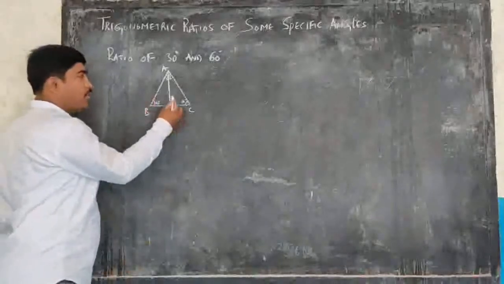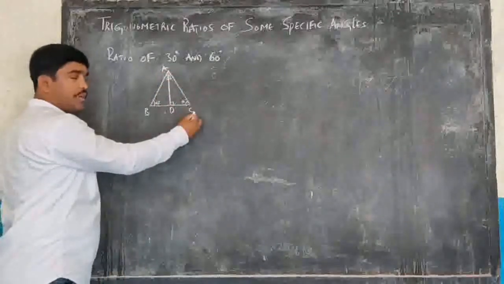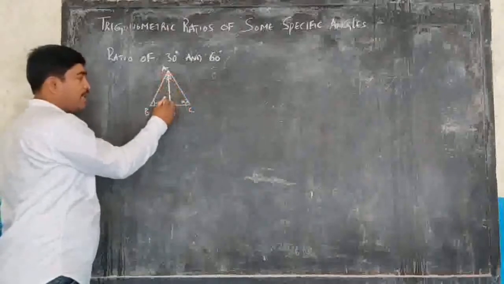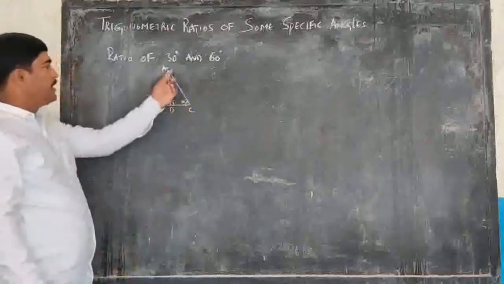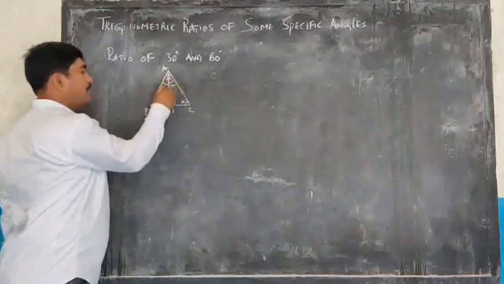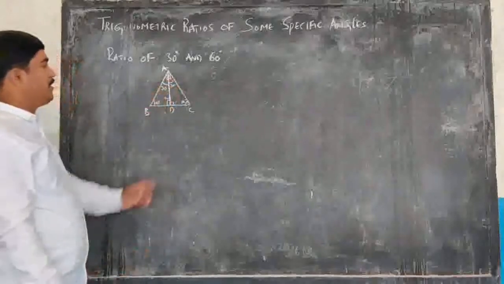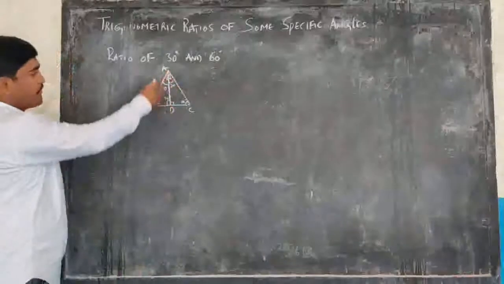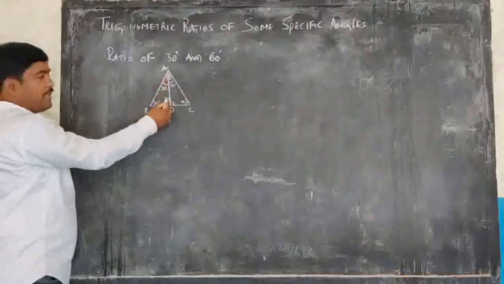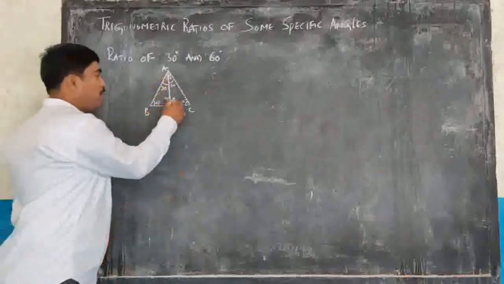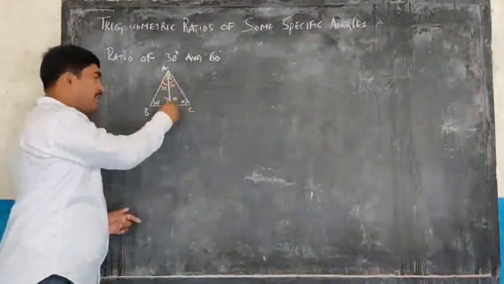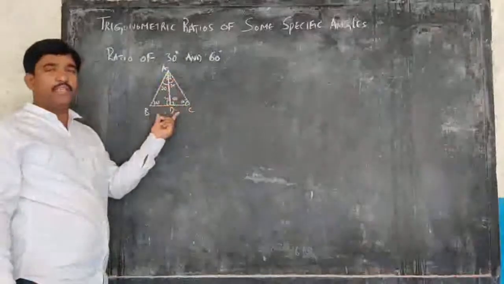Now, here this is one. ADC is one right angle triangle and ADB is another right angle triangle. If you observe here, this 60 will become 30 degrees, and this 60 will also become 30 degrees, because we are dividing this one. Angle A is 30, angle B is 60, angle D is 90 degrees. Why are 90 degrees taken here? Because we know a straight line has 180 degrees. When we divide that straight line into two equal parts, it makes 90 degrees each.